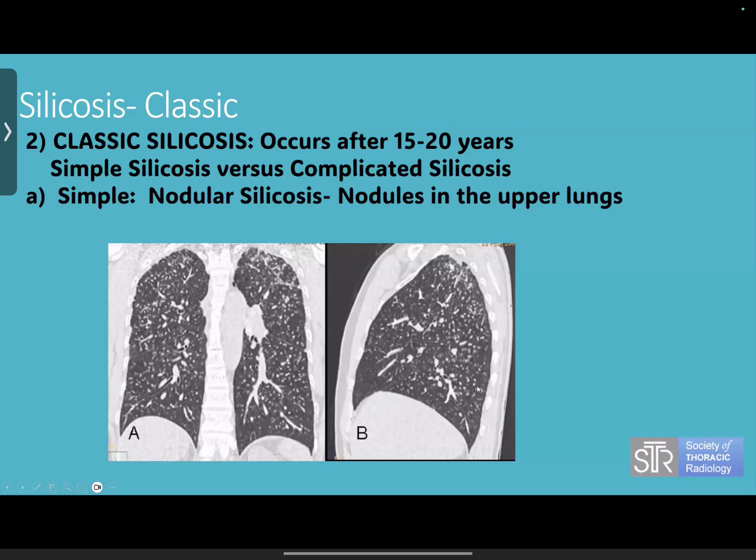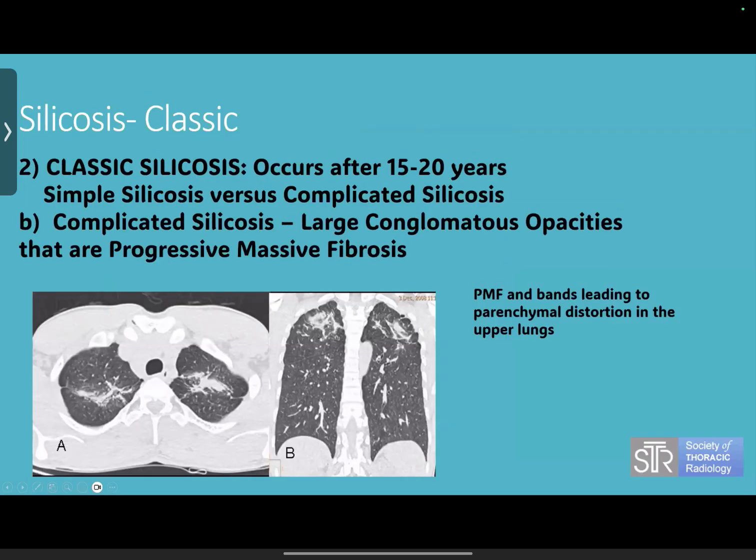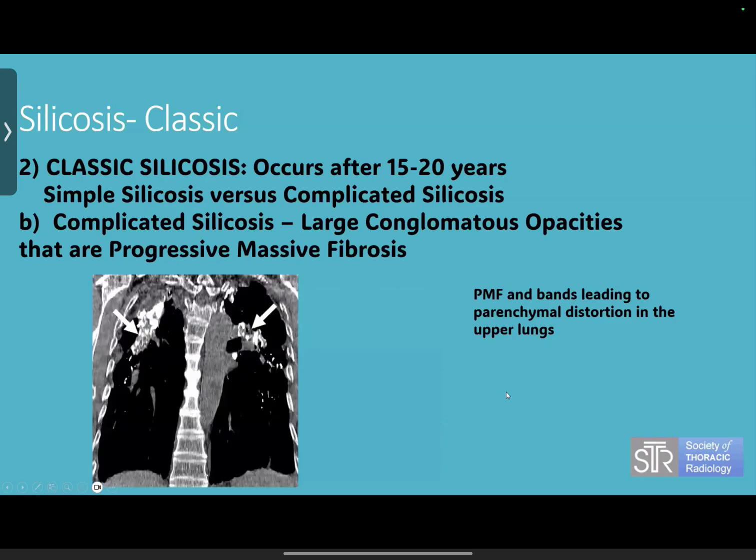And then we have the more famous type. If people see this and they know the patient has silicosis, they may be able to determine right away that these are progressive massive fibrosis bands. Most of the time, and I've only seen them in the upper lungs, I don't think they occur in the lower lungs. That's a classic appearance of progressive massive fibrosis.